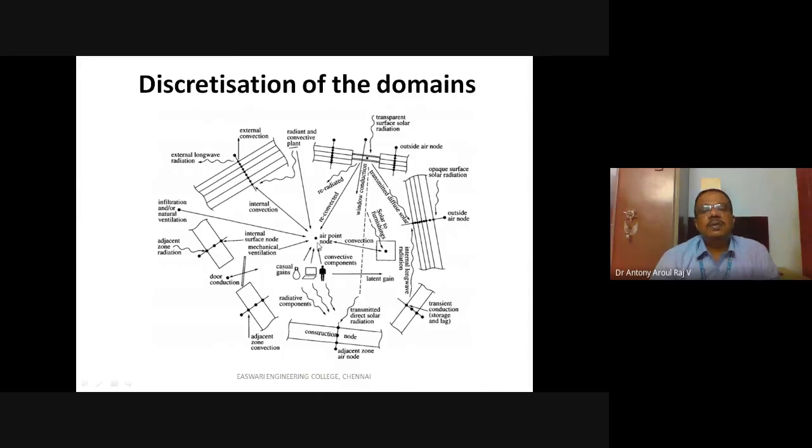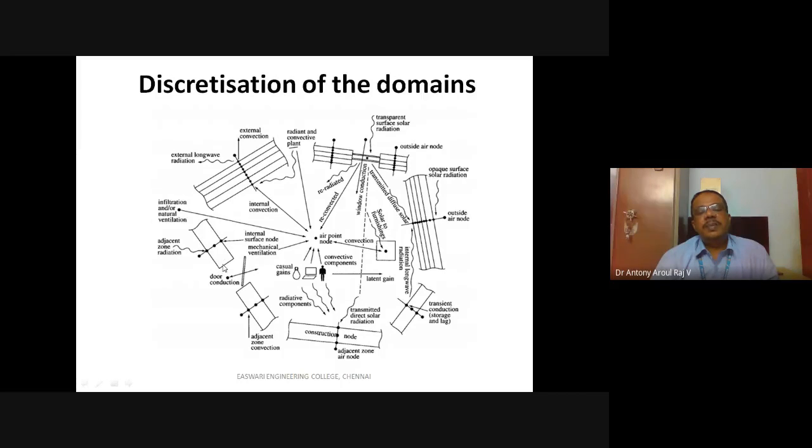Mathematically, this is each component. Now whatever you have seen, these are all the components. Here you can see he has divided this line. I told you the domain is like a line, and he has divided that line into a number of nodes. So here, a boundary condition is given in the first node. This is internal convection, that is, an air conditioned system is there inside. Similarly, adjacent zone radiation.